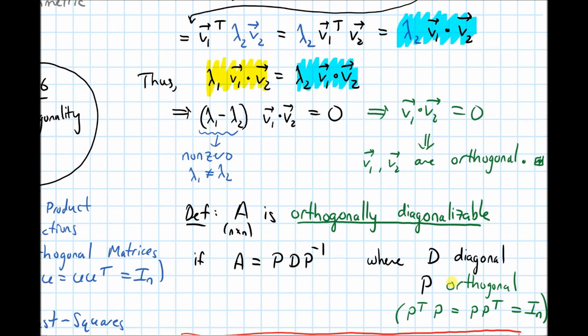Remember, an orthogonal matrix is a square matrix where all the columns are orthonormal. And what we've just stated here is that for an orthogonal matrix, the inverse of P is its transpose. So if we use that, we could write this in another way. This is P times D, and then P inverse is the same thing as P transpose. That's true because P is orthogonal.